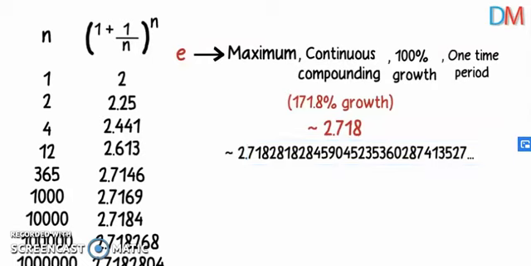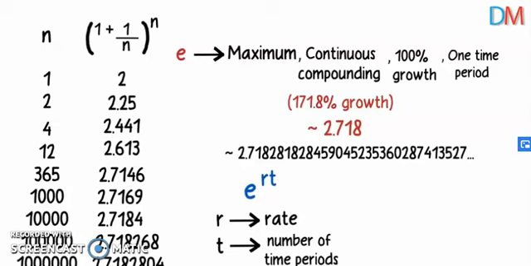Just one last question. What if the growth rate and the time period change? Will E still help us? Absolutely, there is no problem at all. In general, the growth after continuous compounding is given to us as E to the power R times T, where R is the rate and T is the number of time periods.